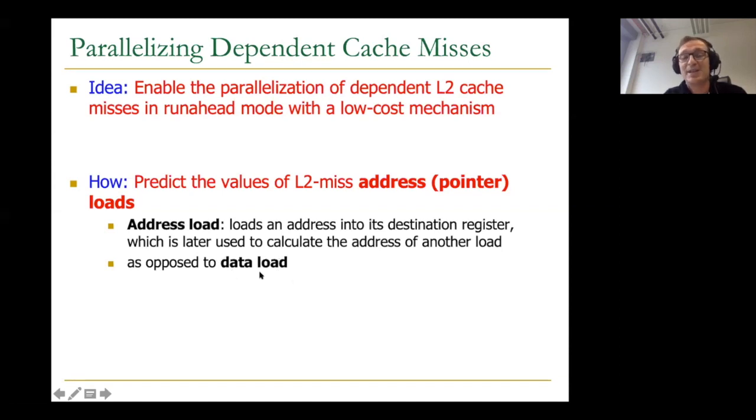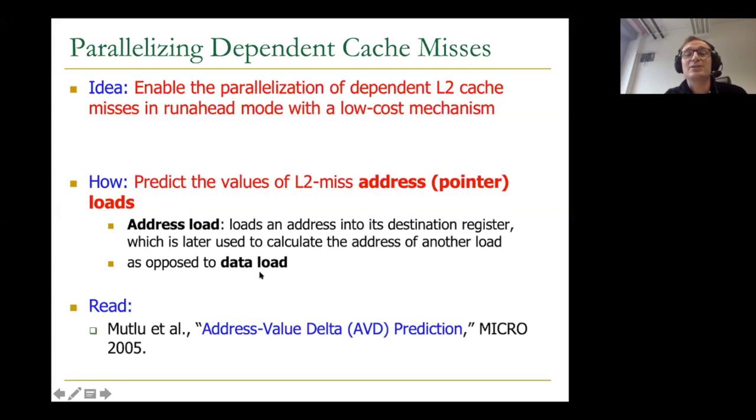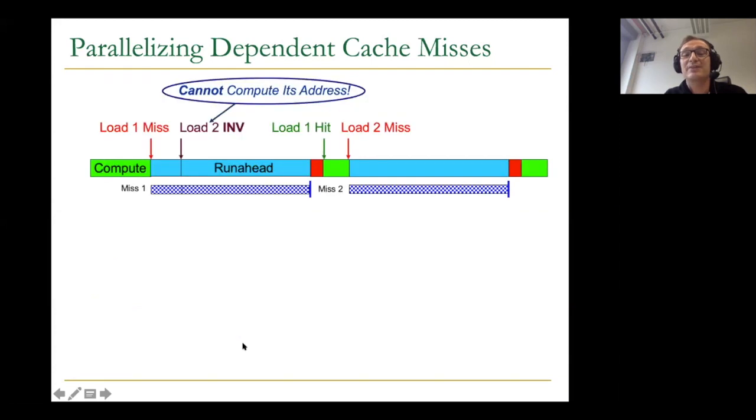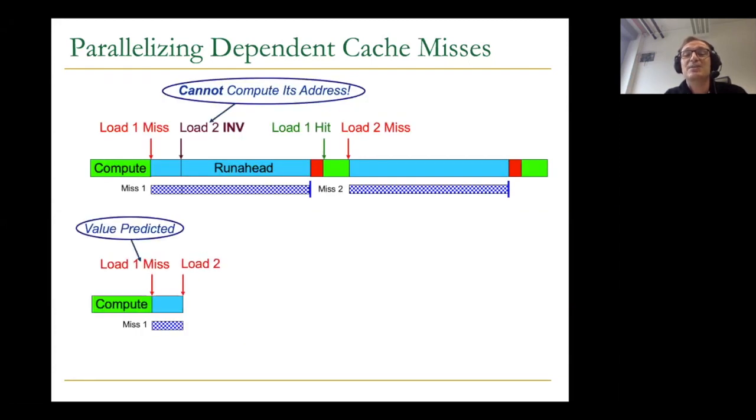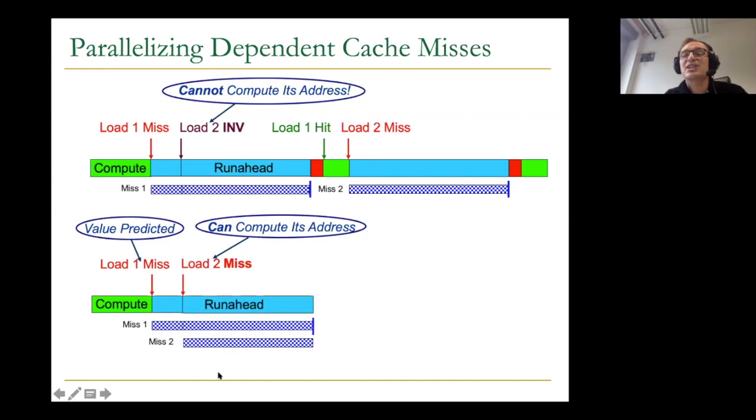Contrast this to a data load, whose result will not be used as an address or to calculate an address. And if you really want to know how to do this, I'm going to refer you to this paper that we wrote in 2005. But the basic idea is to have a very specialized prediction mechanism for load 2's address, or load 1's value, such that load 2 can compute its address now reasonably accurately so that you can generate a cache miss that goes to the correct cache block.